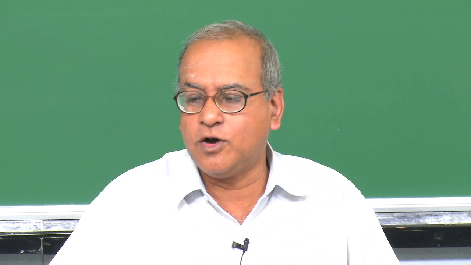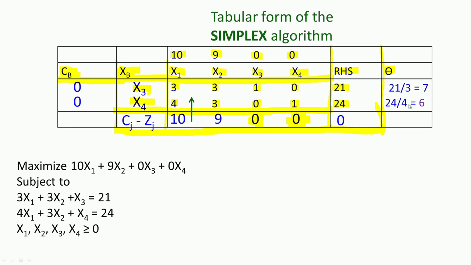Now at the moment both numerator and denominator are positive, so we got 6, and 6 is the limiting value and which is shown here. So the variable x4 will go out of the solution and the variable x1 will come into the solution. So this is one iteration of the simplex table.